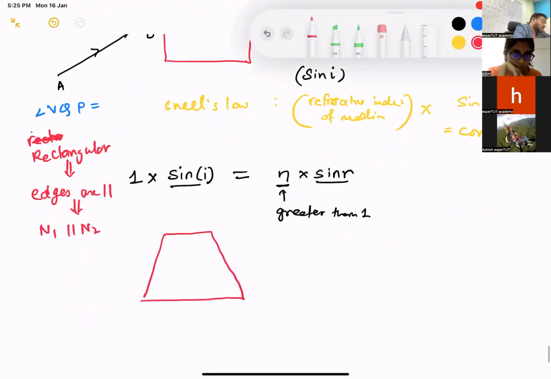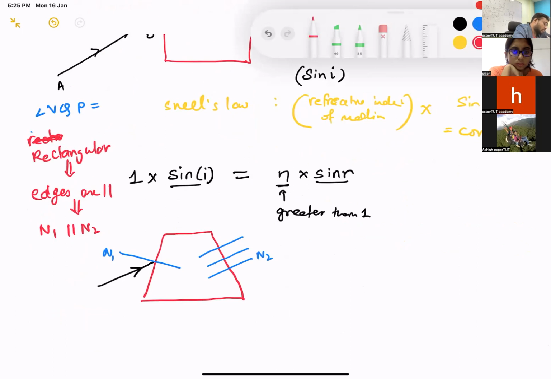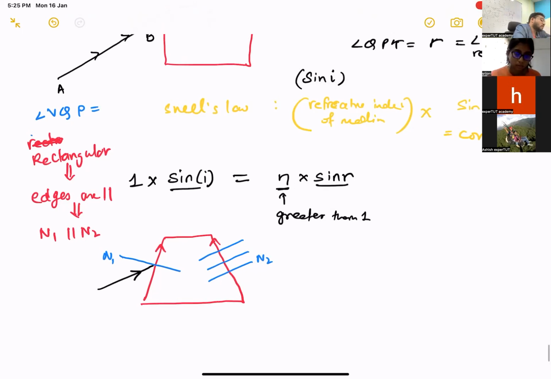And a lot of light comes at this phase, right? Here, when you make the normal, the normal looks like this, right? Wherever it interfaces, it doesn't matter whether you make it here or here or here, the normal N2 will look like this, right? In this case, because these edges are not parallel, N1 is also not parallel to N2. Understood? So only in the case of a rectangle, N1 is parallel to N2.